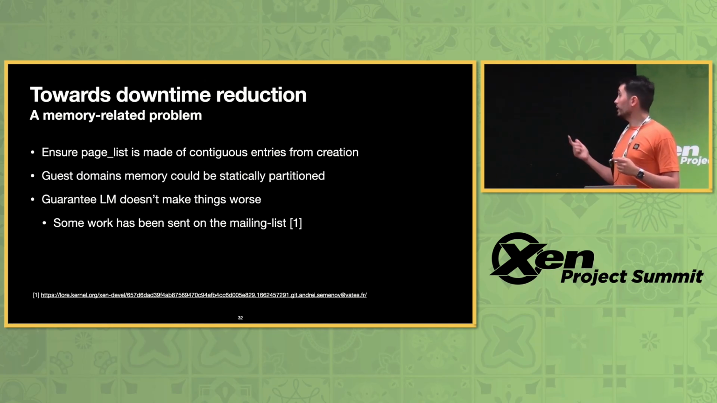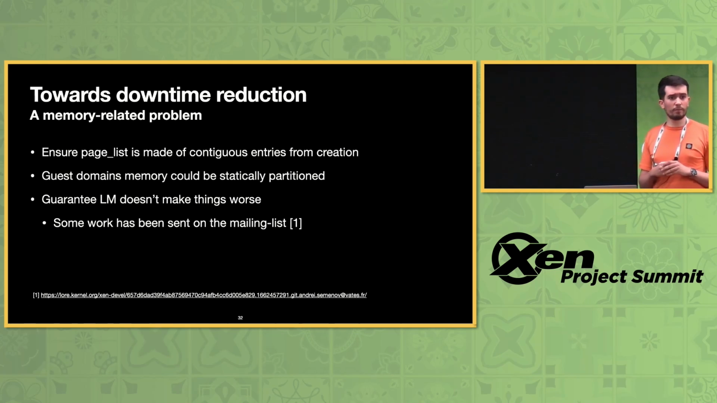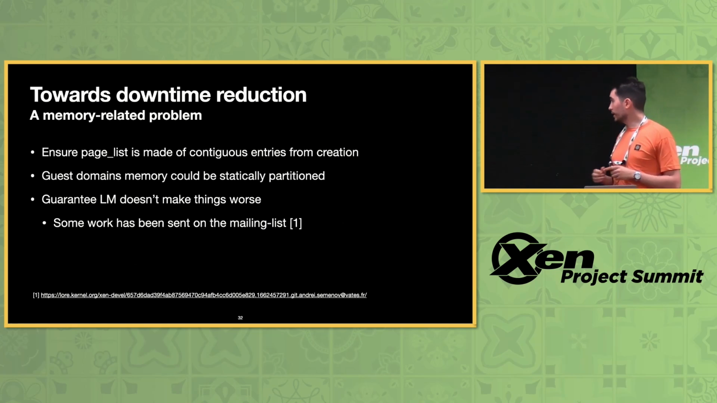Alternatively, we could also try to make things less bad with live migration. Because as I said, when we restore a guest domain with live migration, we would only allocate 4 kilobyte pages. And that tends to increase the number of entries in the page list and makes the performance worse. So some work was sent on the mailing list, I think 2 years ago, by someone from Vates. And I have attached the link on the slide if you want to have a look at it.